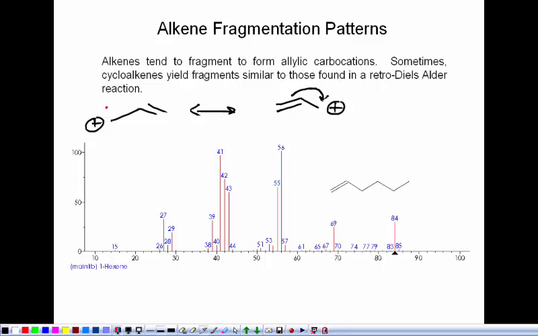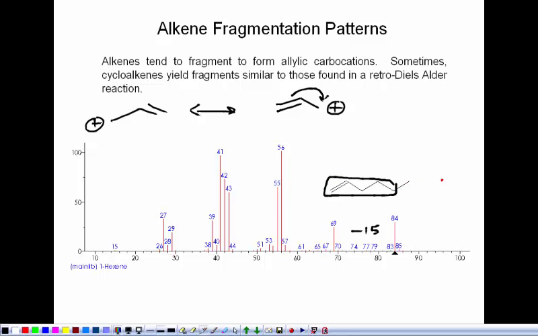So in this case, this hexene weighs 84. And going from 84 to 69 is a loss of 15. That means that it broke off a methyl group. Only one place that it could have broken off a methyl group. So the 69 corresponds to all of this once the methyl group's gone.